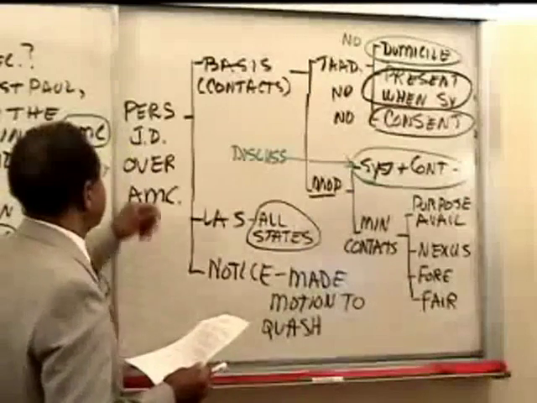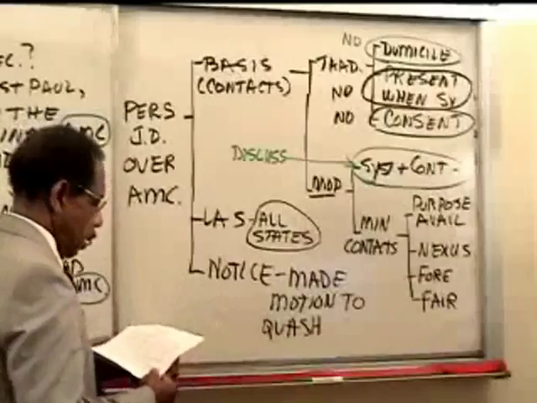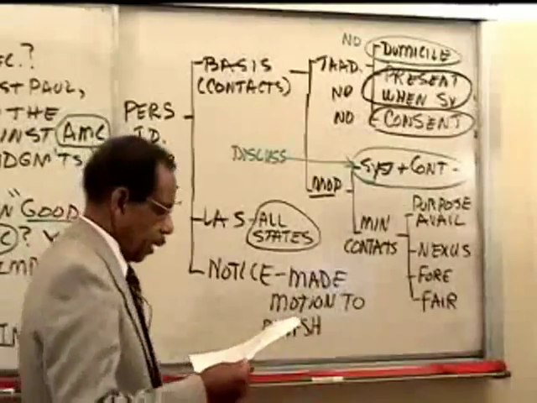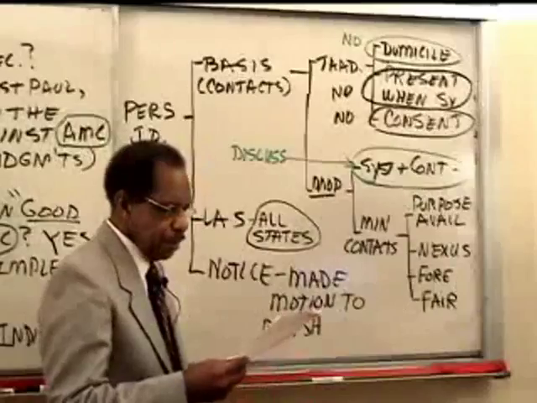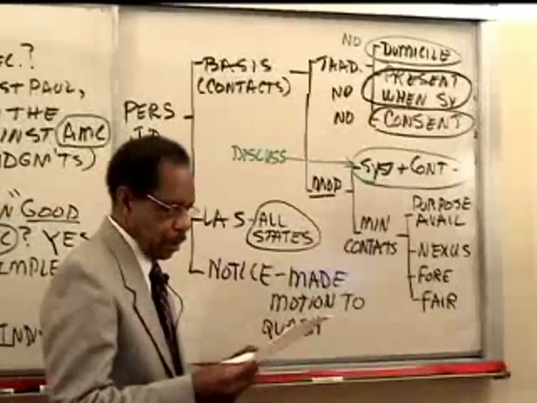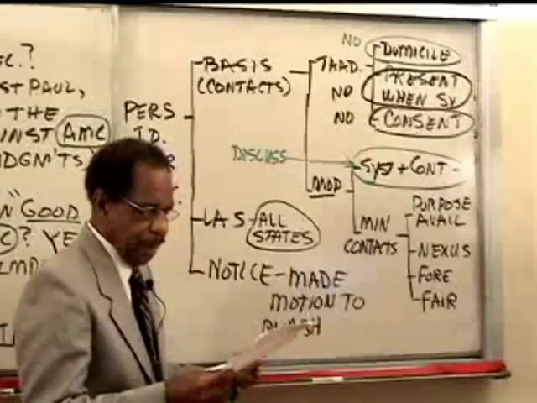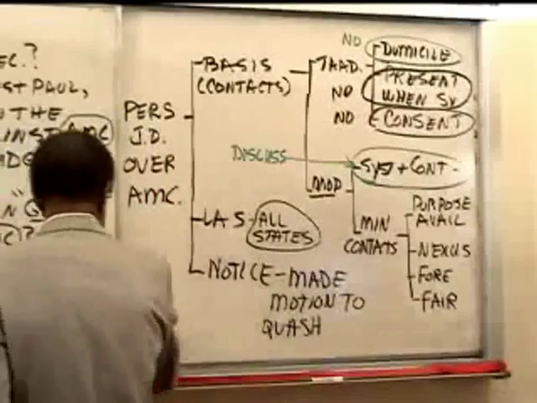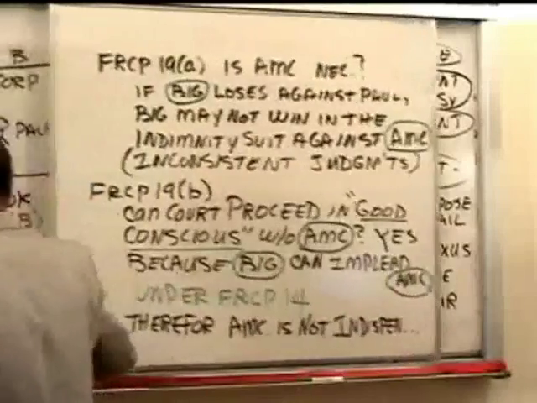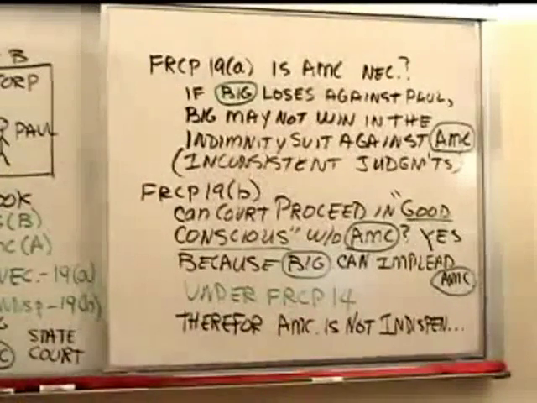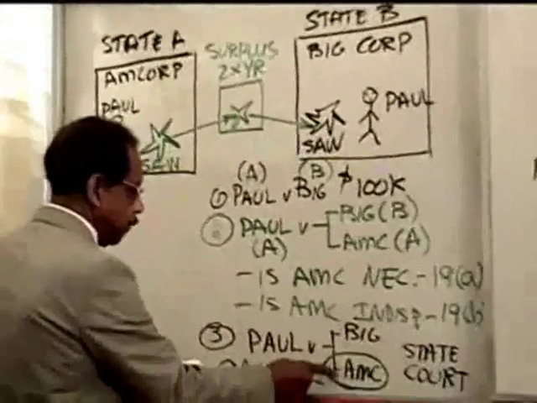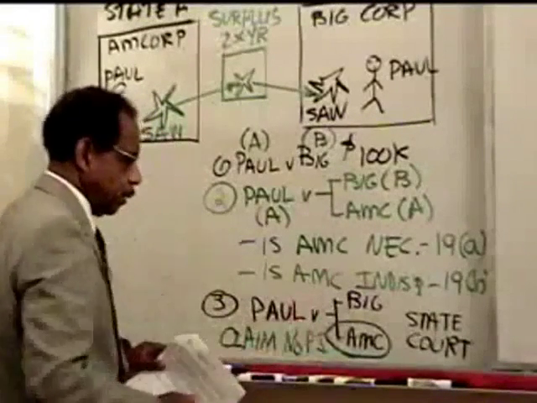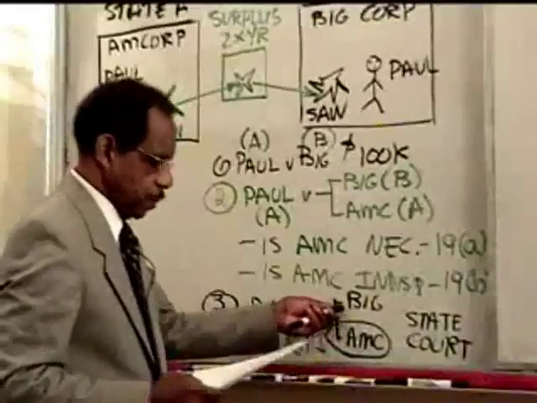So we think that the court had jurisdiction over AmCorp, and if we now go to line 23, it says the state B court dismissed AmCorp from the action. So, going back to our problem, Paul right here sued Big Corp and AmCorp, and according to the facts, the court dismissed AmCorp from the action, leaving Big Corp still in the action. So AmCorp is out, Big Corp is in.